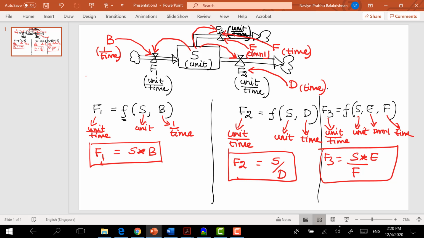Forming equations is the trickiest part, but if you do it this way, it will be easy for you guys.